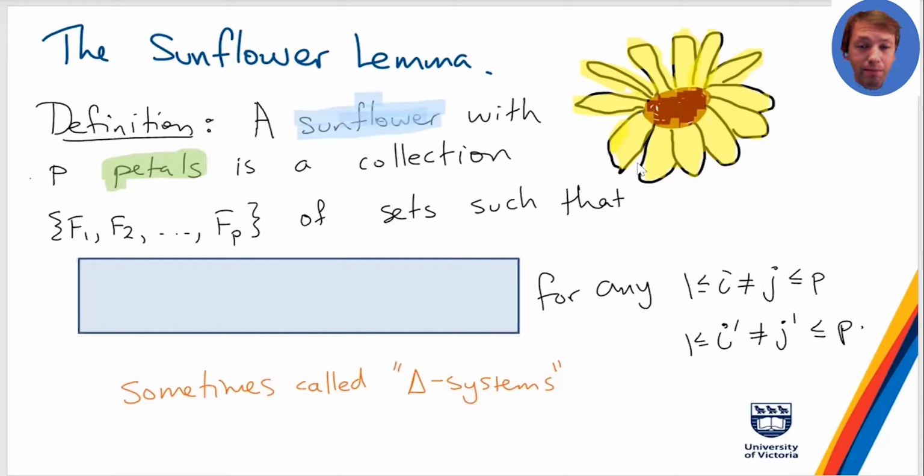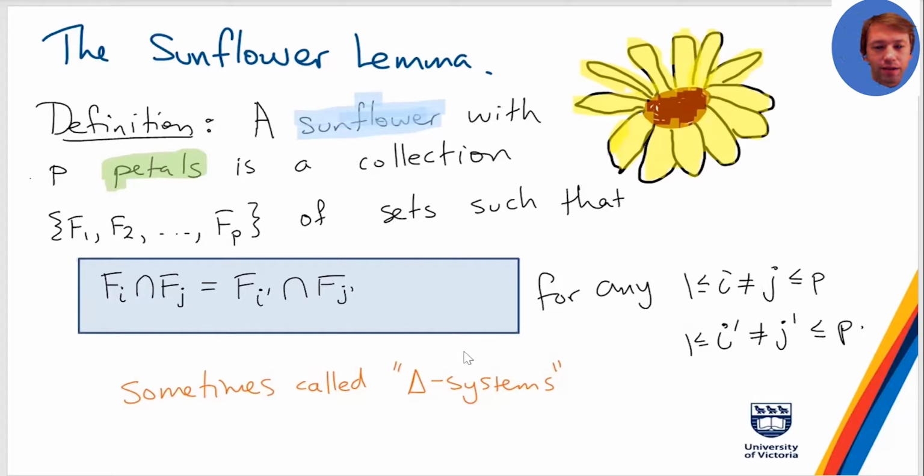So a sunflower with p petals is a collection of p sets, F1 up to Fp, such that all of the intersections are the same. Meaning if I take Fi intersect Fj, it's equal to Fi' intersect Fj' for all distinct i and j and i' and j'. So if I take F1 and F2 and look at the intersection, or F1 and F10, or F13 and F6, all of those intersections are the same.